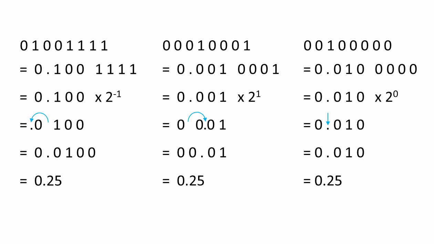We have 3 different floating point binary representations of 0.25 using 4 bits for the mantissa and 4 for the exponent. So which one is correct? Well, they all are, but only one of these values is normalised.